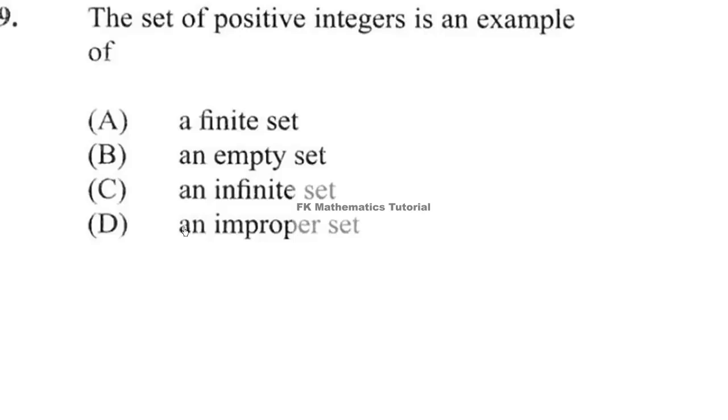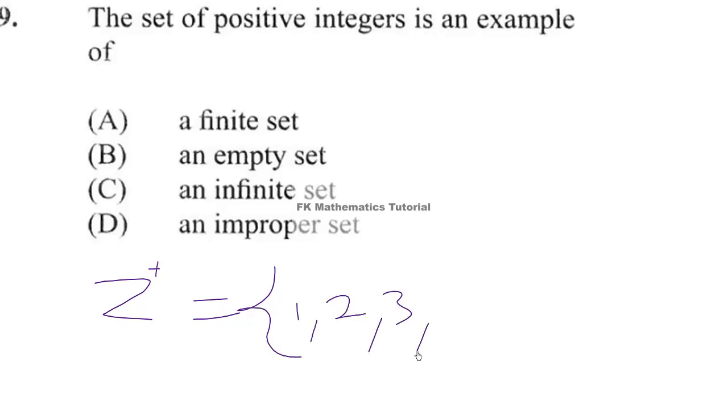The set of positive integers is an example of, so positive integers that are positive. So we start from 1, 2, 3, 4, and so on and so forth. So this set does not end. It's an infinite set. So the correct answer is option C.